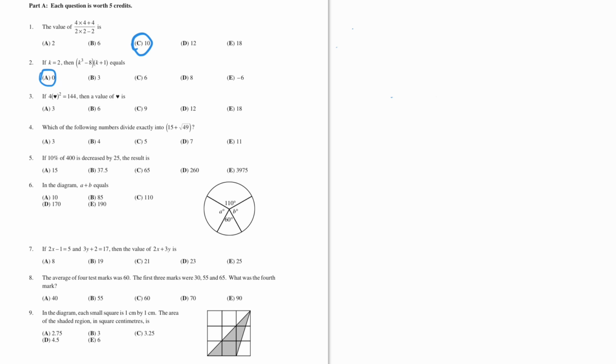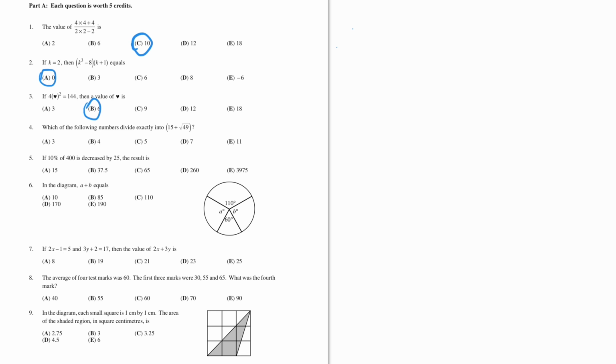Number 3, if 4 heart square equals 144, then a value of heart is 4 heart square equal to 144. Divide both sides by 4. So that's the heart square equals 144 divided by 4. That's the 36. So heart equal to 6. The answer is B.